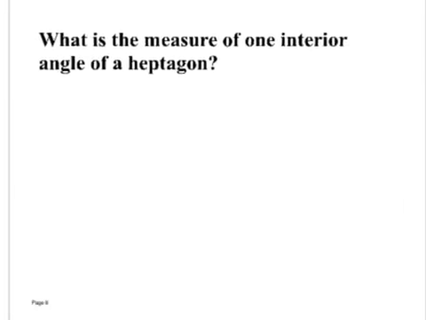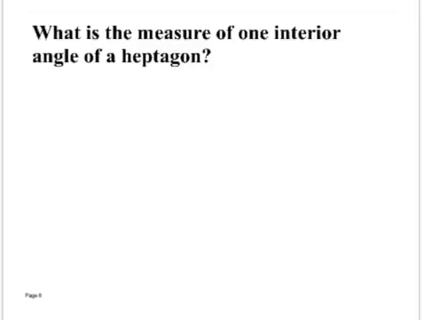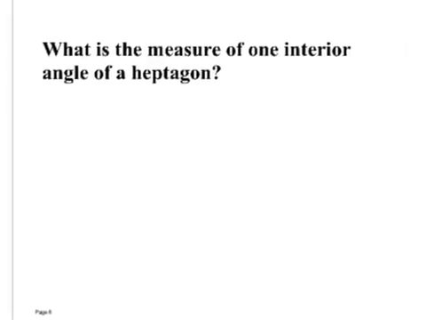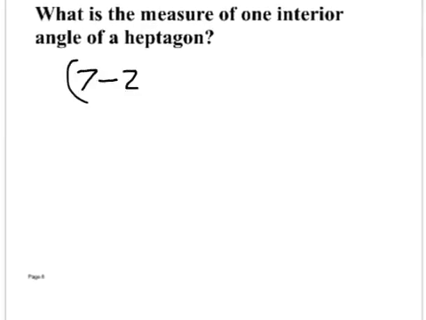All right. Now it gives us one of the angles, and we need to find one of the angles. So what we do is find the sum for a heptagon first, just like we've been doing. How many sides does a heptagon have? 7. So we do 7 minus 2 times 180. 5 times 180 is 900.